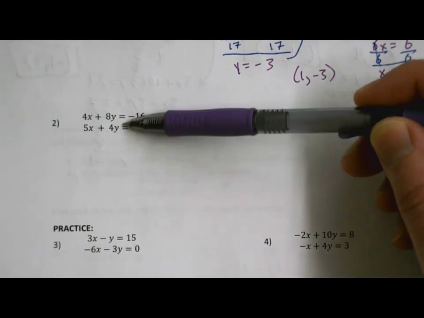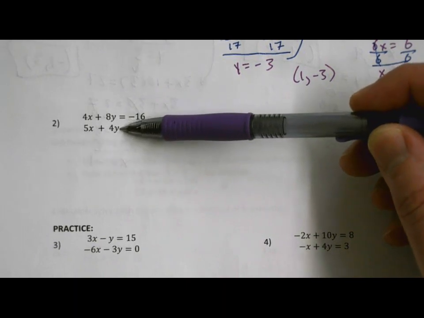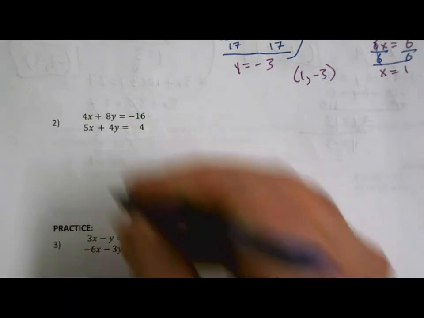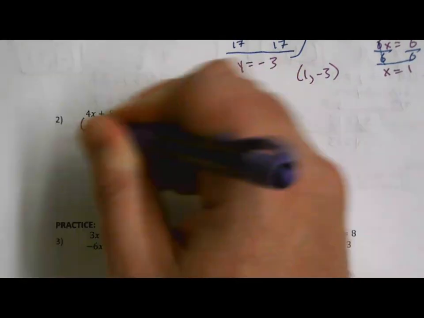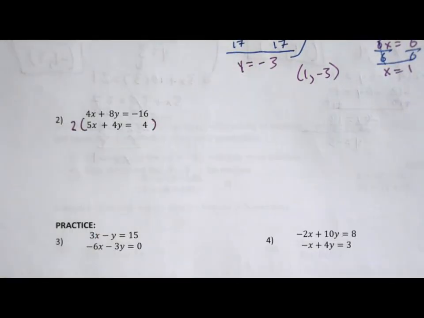What do you want to multiply this bottom equation by so that they would cancel? I'm hearing 2, and 2 is really close to the answer I'm looking for.